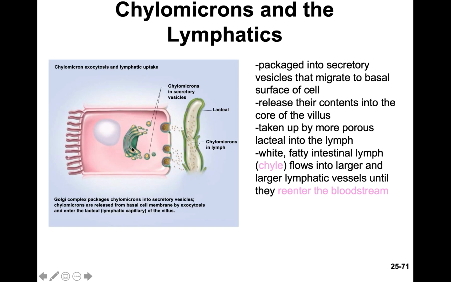They get packaged with other hydrophobic content into a chylomicron. The chylomicron gets packaged by the Golgi to travel to the basal membrane of the epithelial cell, do exocytosis, release the contents, and they get absorbed into the lacteal rather than into the blood circulation. Again, go over this a few times, and if you struggle with this mechanism, please don't hesitate to ask me for help.